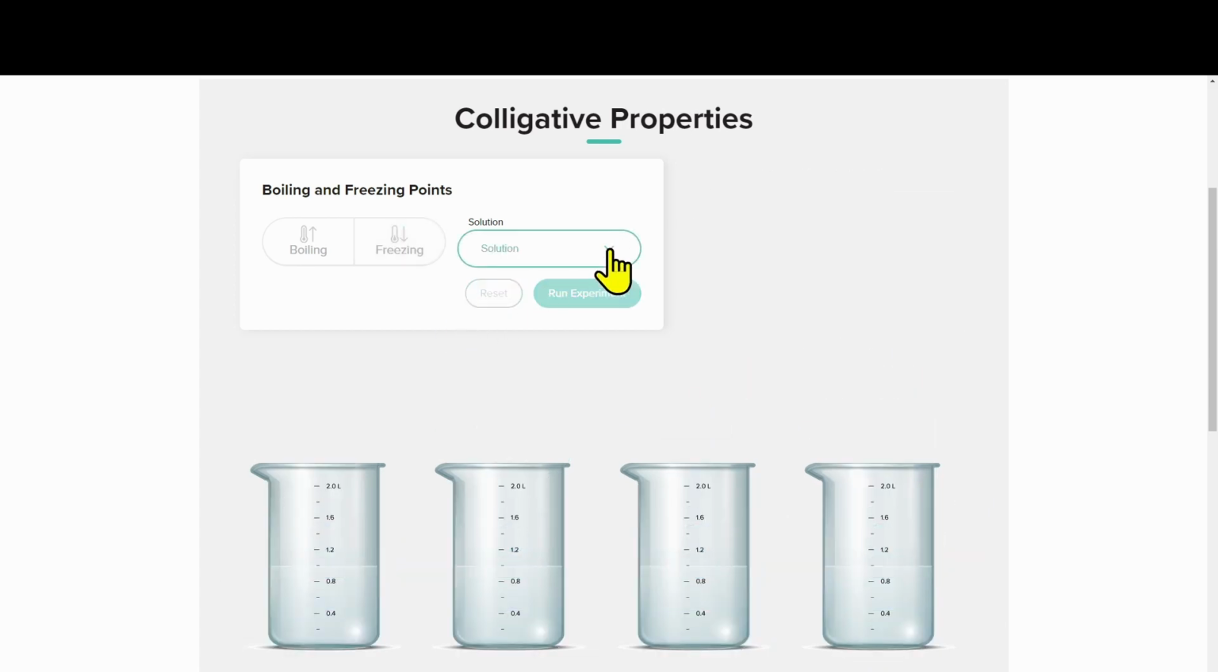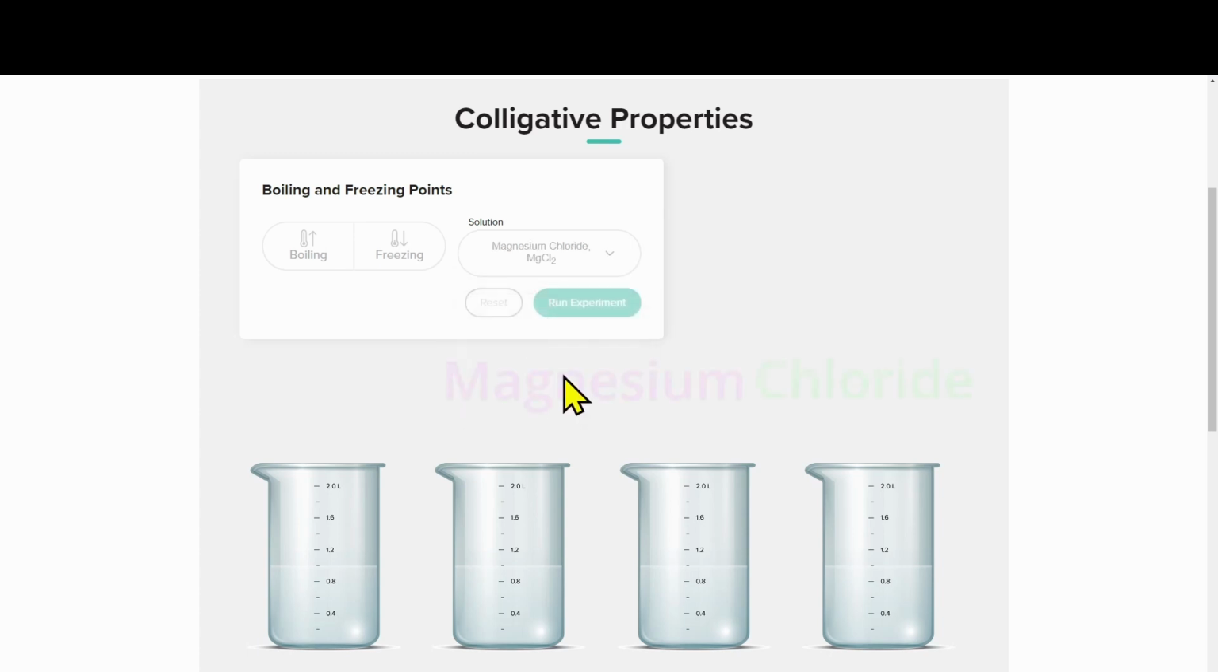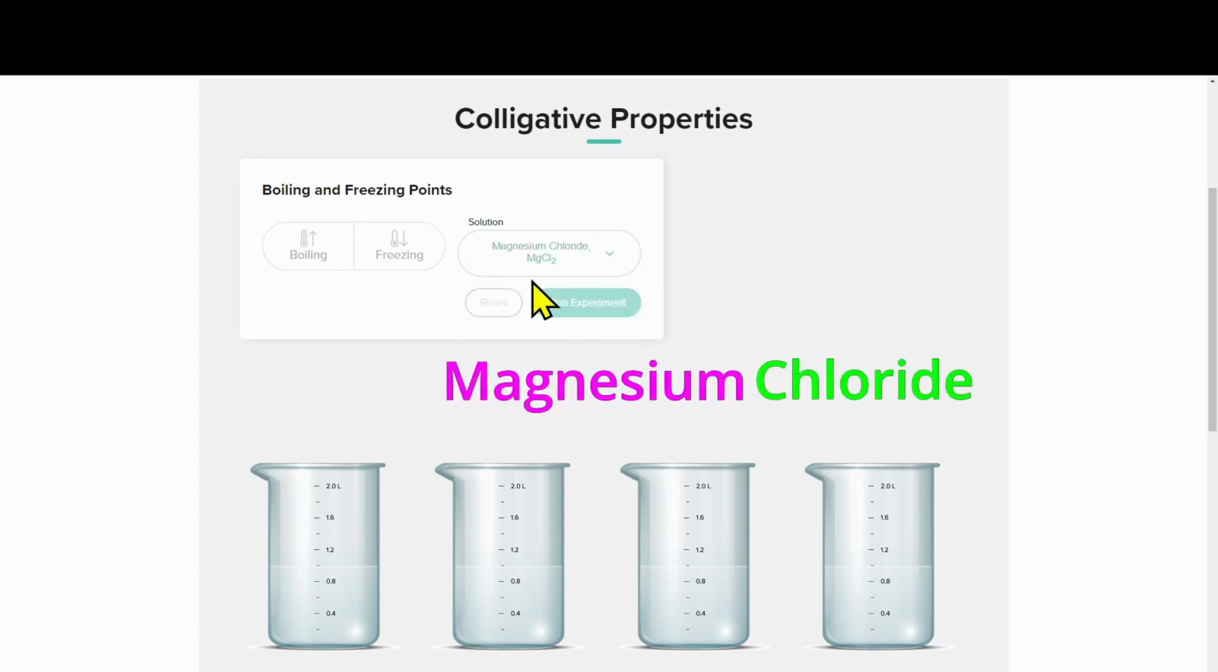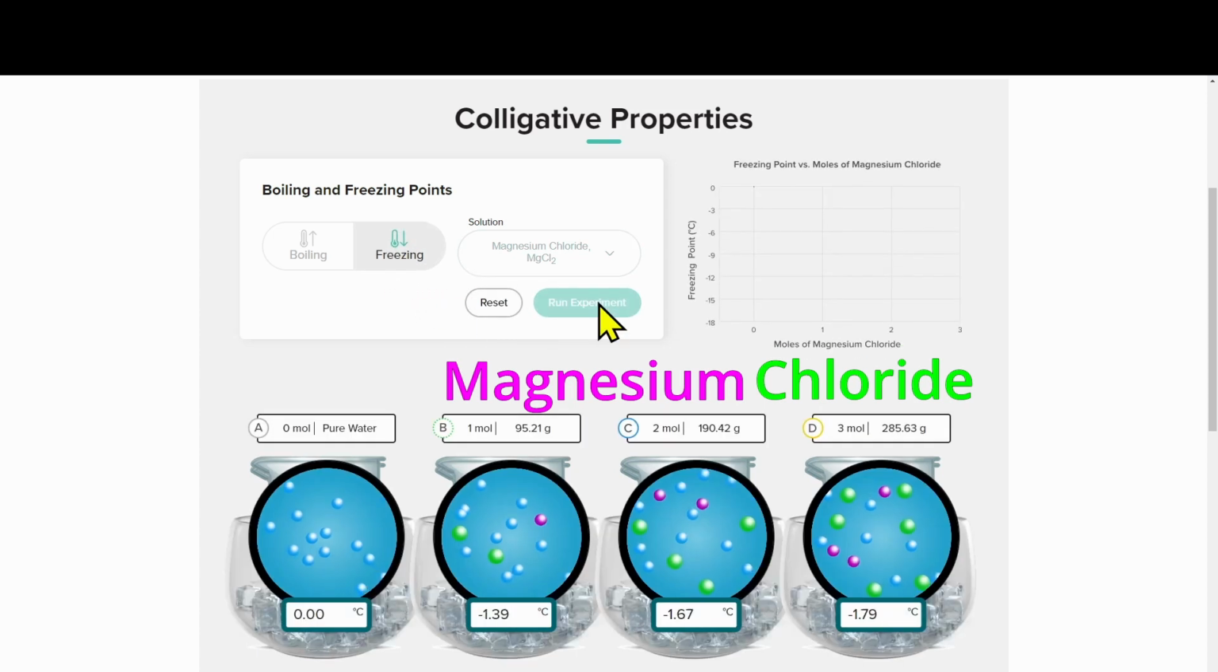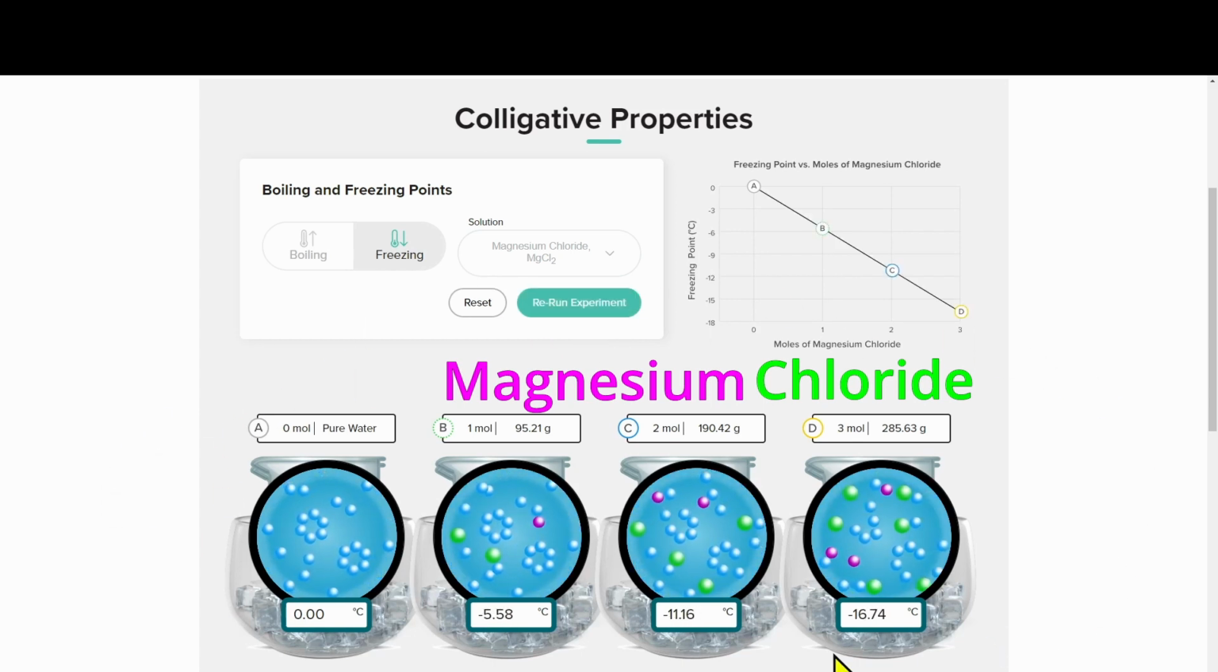If we reset this and now click all the way down to magnesium chloride, which, as us chemistry teachers know, releases 3 particles per formula unit of magnesium chloride, and we click on freezing and run the experiment again, we now see a whopping, wait for it, drop of almost 17 degrees Celsius when 3 moles of magnesium chloride has been added to presumably a liter of solution. In my opinion, you can even have them do this simulation before you have taught your students about molarity.